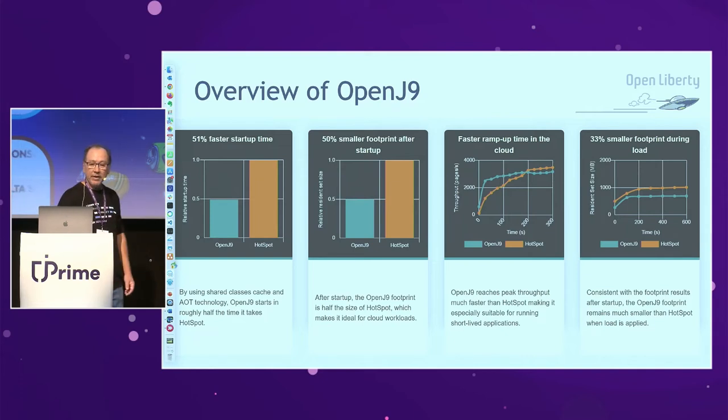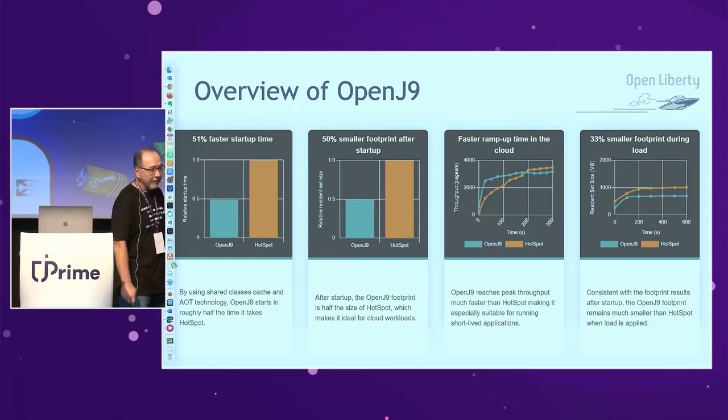So this is a comparison of OpenJ9 versus Hotspot. OpenJ9 is in green, Hotspot's in orange. I can't read from over there, so let me read the slide here. The first one is 51% faster startup time, which is important for microservices starting and stopping. It's got a 50% smaller footprint after startup. Remember, JVMs are included in every container, so you want it to be as small as possible.